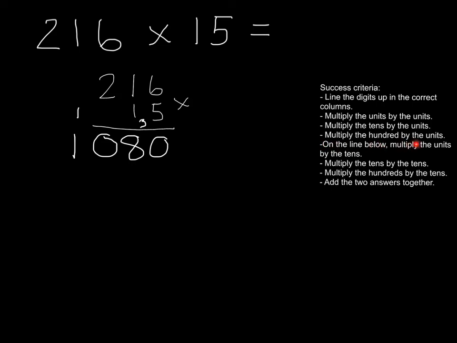Then, on the line below, multiply the units by the tens. Did you do it? Could you manage it? That gives us 6 tens. Remember to add a placeholder in the units column as we cannot leave it empty. Next, multiply the tens by the tens. This gives us 100. Then multiply the hundreds by the tens. This gives us 2000s. The final step is to add the two answers together.